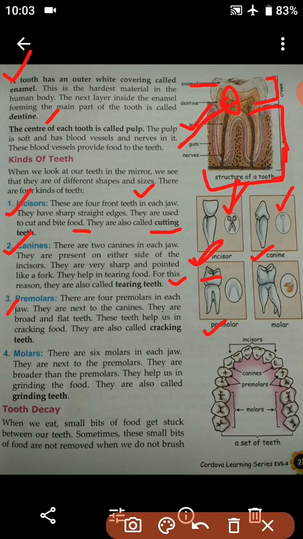These teeth help us in cracking food. So students, these broad and flat teeth are used for cracking different food items. They are also called cracking teeth.